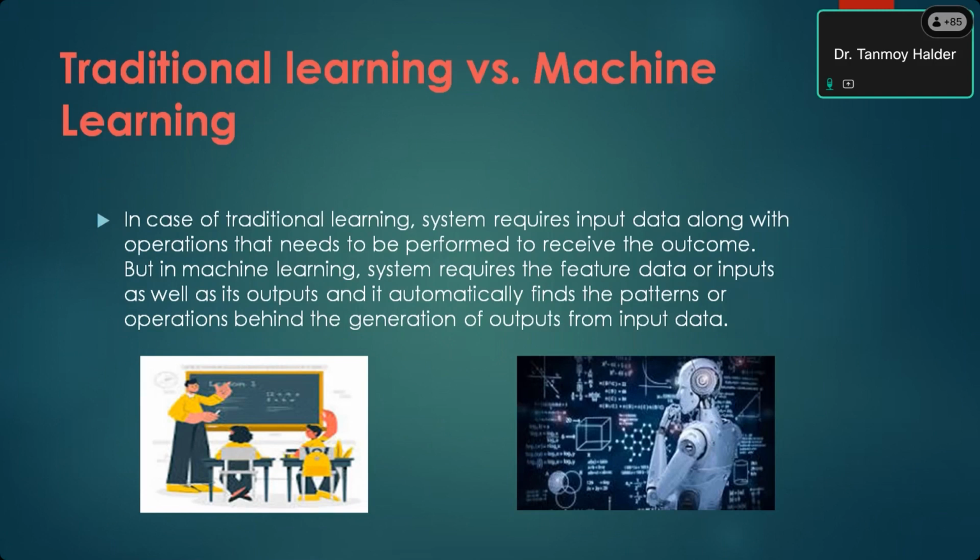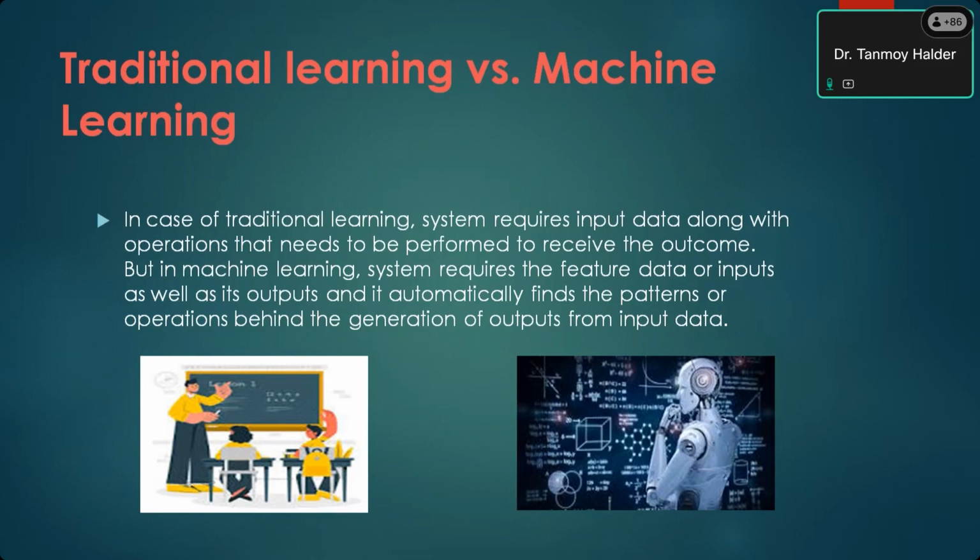And then the outcome will come. That means if you are given two variables A and B, then I have to tell you how you will get C. That means if the values of A and B are 2 and 3, then how to get 5, that I have to teach you first. That is traditional learning.